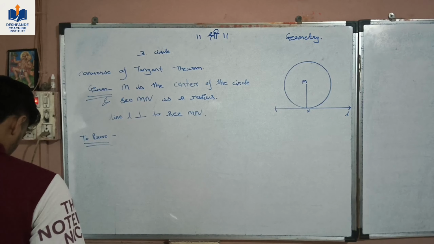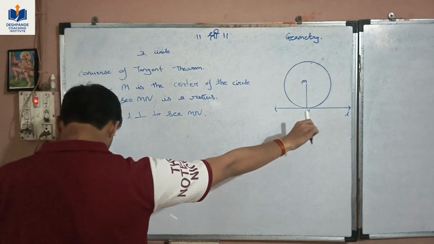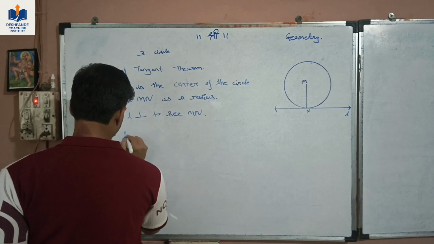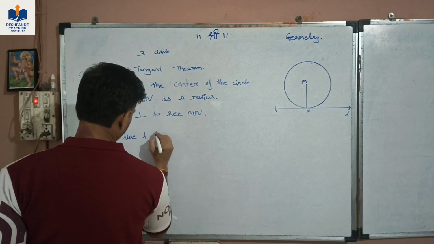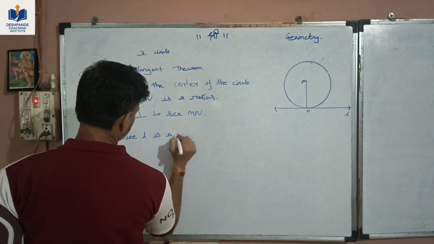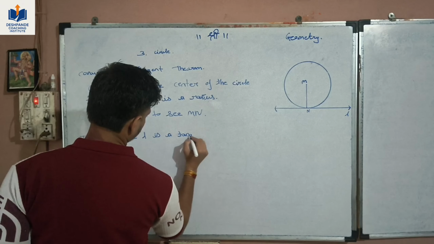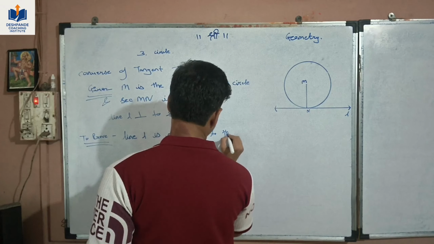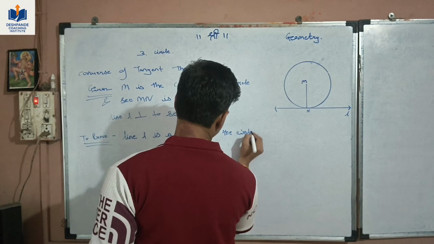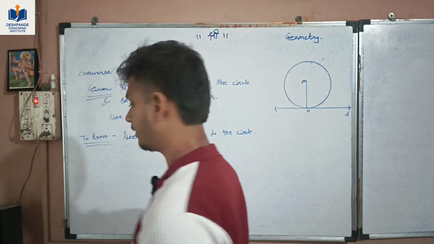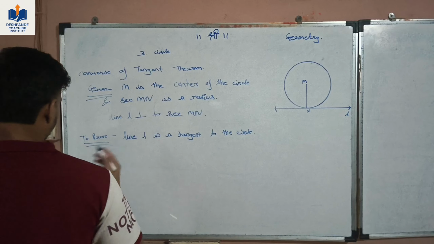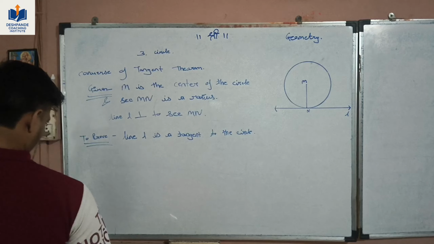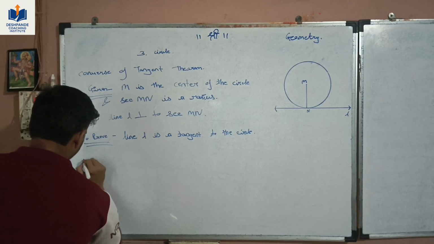So what do we have to prove? We have to prove that line L is a tangent to the circle. Line L is tangent to the circle. Then after to prove, construction comes, but in this theorem construction is not given, so directly we have to prove.